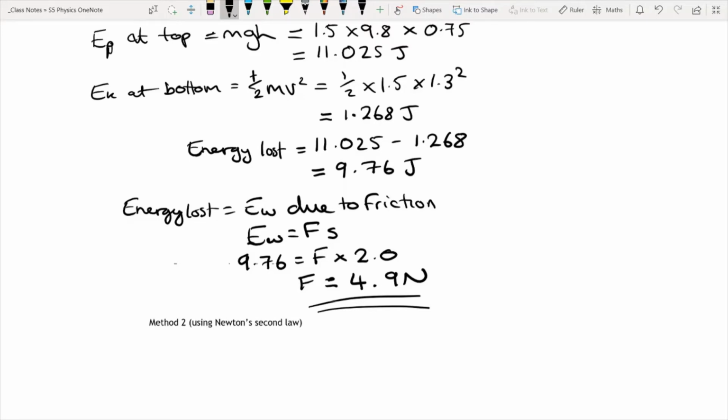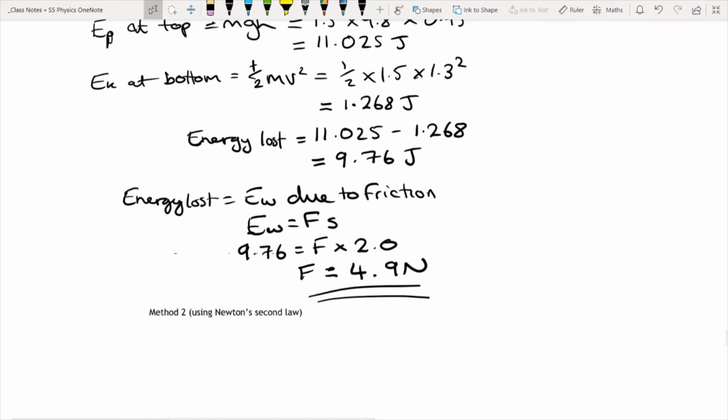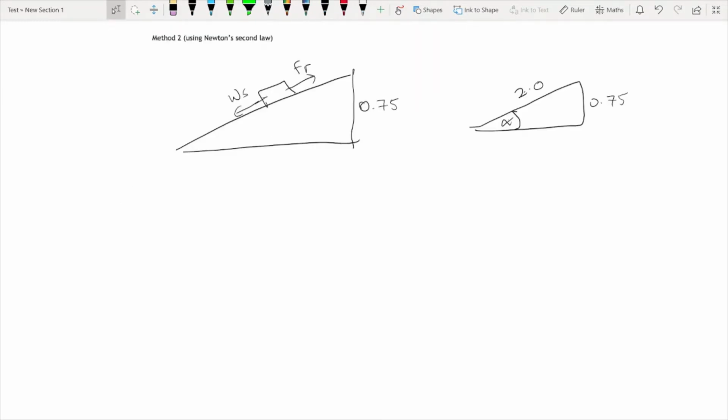The second method is using a block going down a slope, so you have to find the component of weight parallel to the slope, like what we were doing yesterday. I'll leave that up for a little bit because some people are still writing. The second part is using Newton's law, F equals ma again. I've drawn out what we've got again, and added in the component of weight down the slope and any frictional force, which is what we want to find.